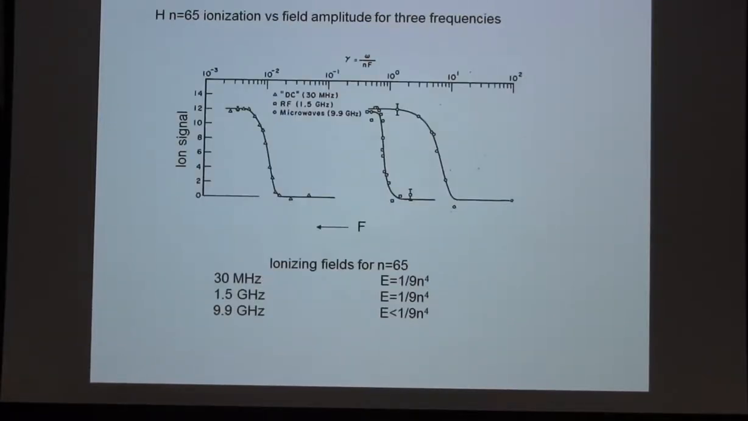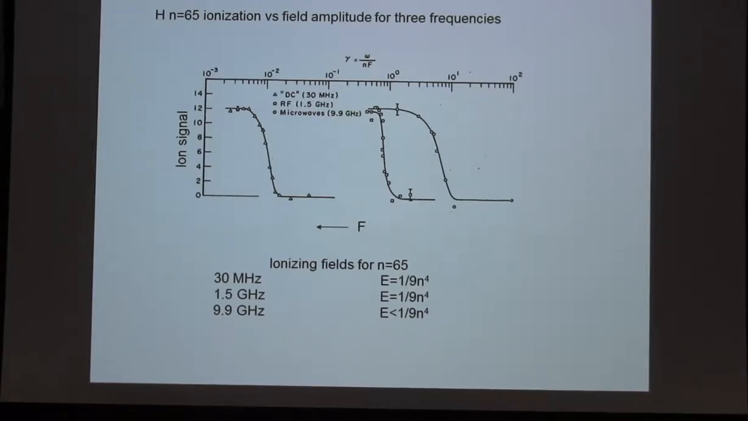This is the graph from their paper. They were comparing it to the Keldysh parameter. But what I find most interesting is if you convert the units from what they use to just field, as some experimental plumber like me would do, you find that at n equals 65, if I use a 30 megahertz field, it's 1/9n^4. I will show you in a second that this is almost the same as 1/16n^4. At 1.5 gigahertz, it's still the same field. It's just the static field that's required to ionize hydrogen. But at 9.9 gigahertz, the field is a little lower.